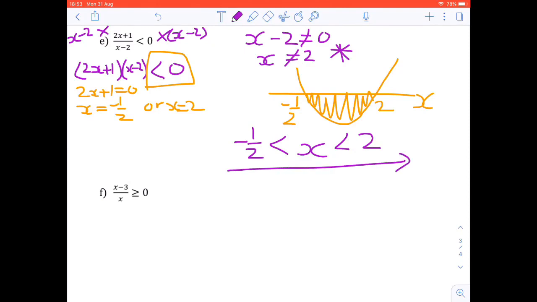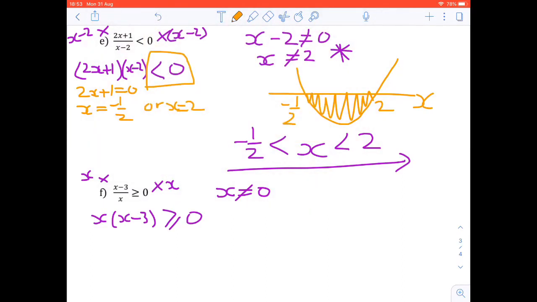Let's move on to this final question. So for this question, we have to do pretty much the same. Get rid of the fraction, and remember x cannot be equal to 0. Because if it did, it would be undefined. So that's our restriction. But we're timesing both sides by x. So we have x times x minus 3 is greater than or equal to 0.